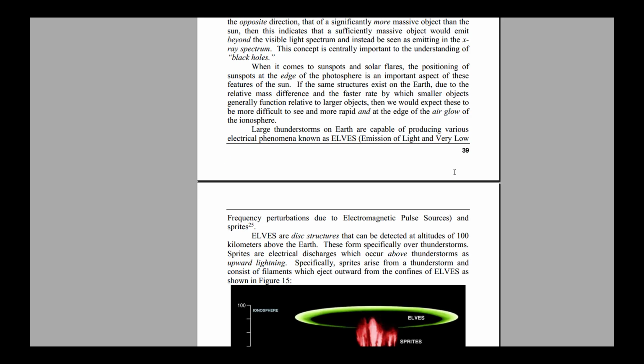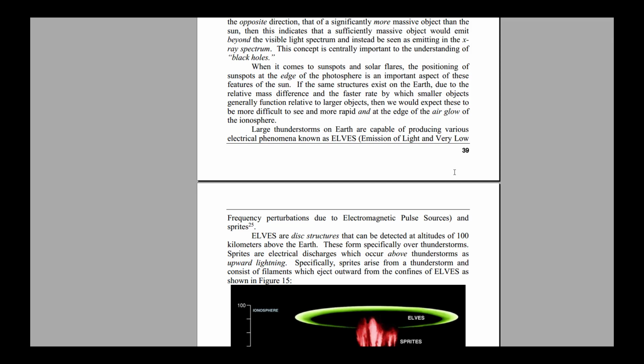When it comes to sunspots and solar flares, the positioning of sunspots at the edge of the photosphere is an important aspect of these features of the sun. If the same structures exist on the Earth due to the relative mass difference and the faster rate by which smaller objects generally function relative to larger objects, then we would expect these to be more difficult to see and more rapid and at the edge of the air glow of the ionosphere.